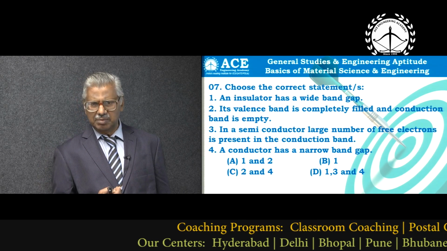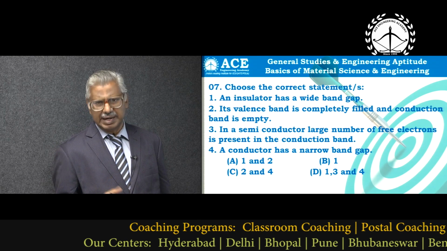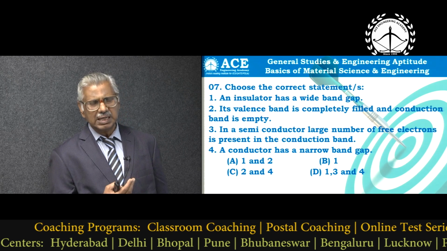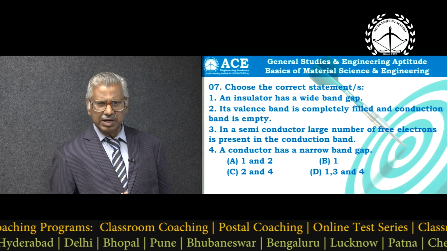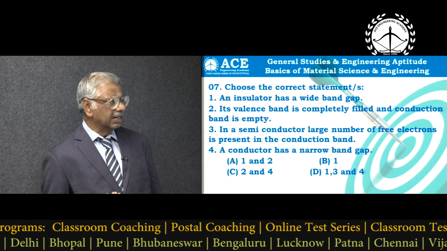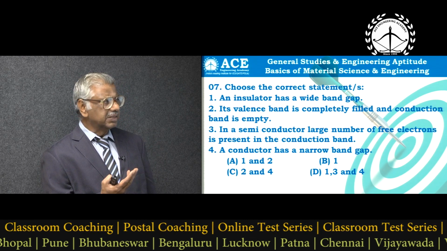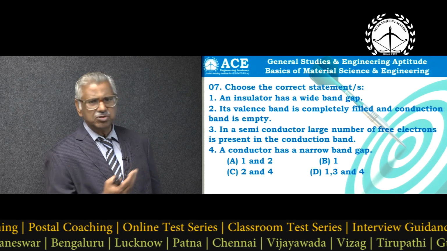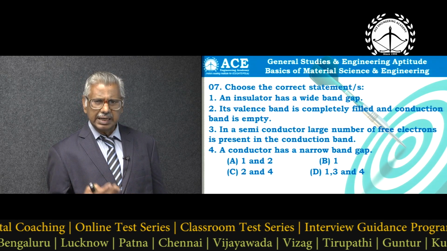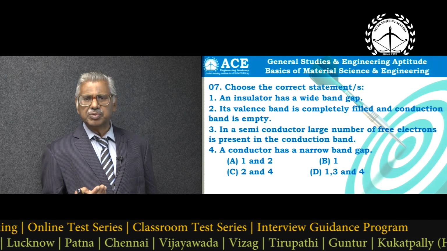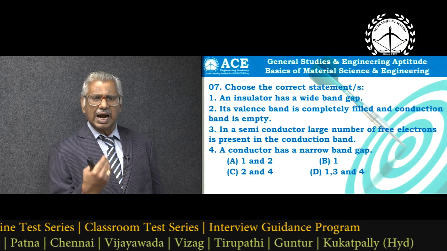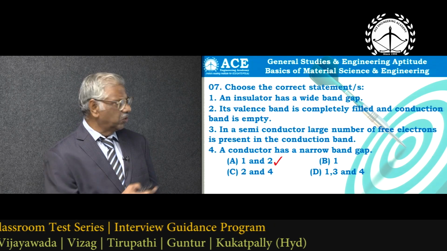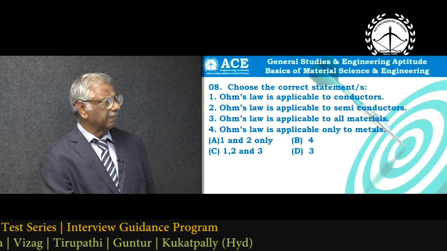The first one, insulators are basically characterized by a wide band gap obviously. If you look at the second statement, it is a completely filled valence band and an empty conduction band, which is again an obvious answer for any insulator. But the third, you will find, a semiconductor doesn't have that many electrons in the conduction band at all. Therefore, the statement is wrong. The fourth, the narrow band gap: conductors, you should know very clearly, have no distinct gap at all, both the valence band and the conduction band overlap in that case. So the answer obviously is that the first and the second are correct, and you will take the mark A.